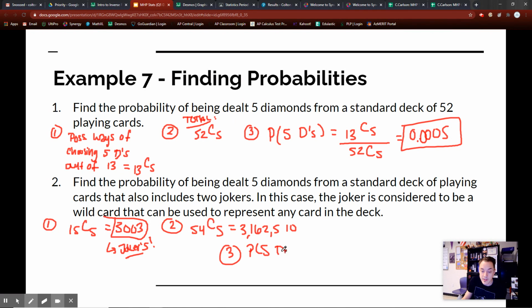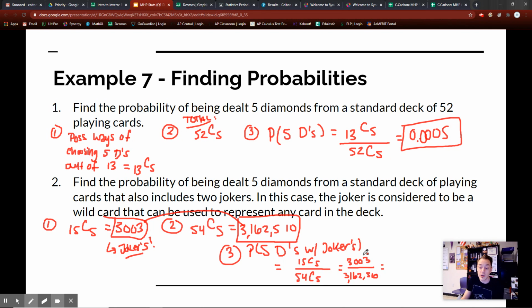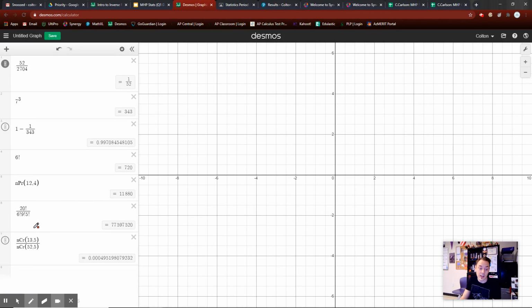And then my actual third step is the probability. So the 5 diamonds, including the 2 jokers that I'm including in the deck. What is that? Really now it's just I take these 2 numbers and put them on top of each other. That's all it is. It's 15C5 all over 54C5, or it is 3003 all over 3,162,510.